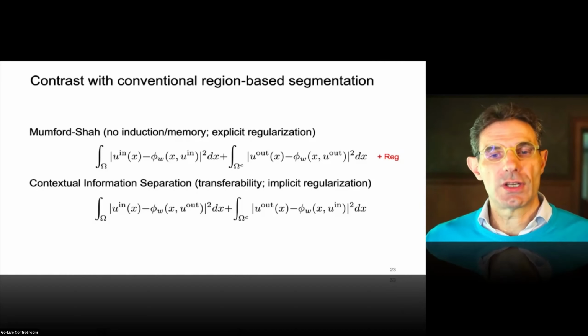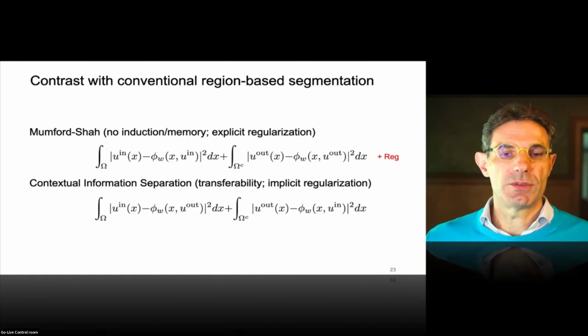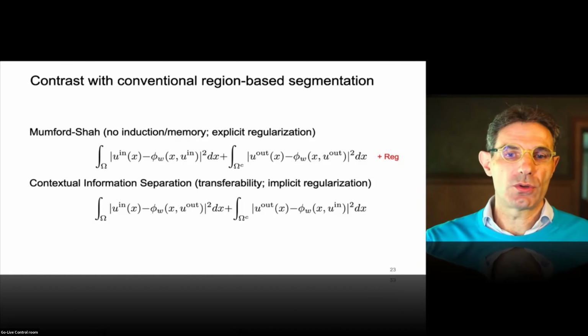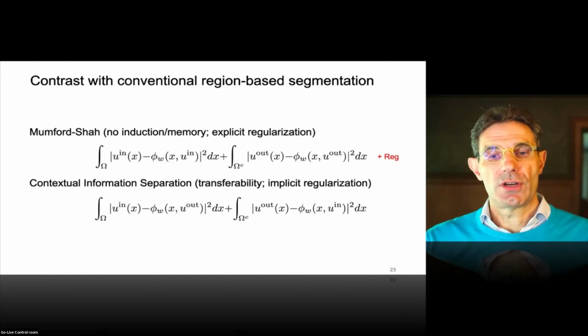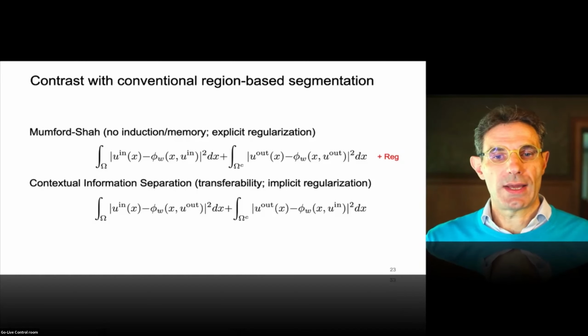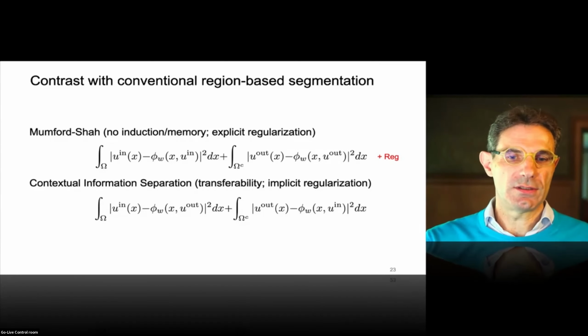The advantage is generalizability. Whereas in Mumford-Shah, for every new image, you have to solve an optimization problem anew, here you do it once during training, right? At inference time, you just feed forward, you compute a function. Now, another interpretation of contextual information separation is the visual analog of masked autoencoding that's popular in language, except that here the mask is the object of inference rather than a manually concocted occluder, as in self-supervised learning.